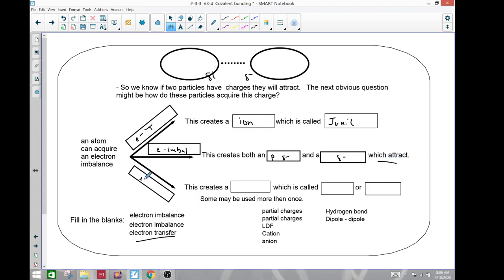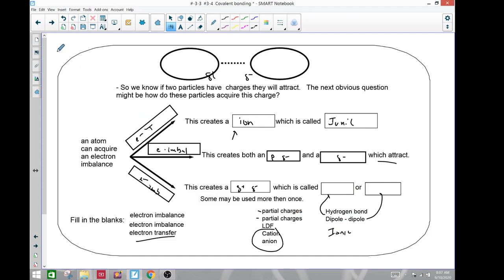We have an electron imbalance. Because we have a partial imbalance, which means the electrons are just shoved to one side or the other, it creates partial charges, partial positives and partial negatives, which is called either a hydrogen bond or a dipole-dipole. So there's two options. You're just trying to continuously move along. A cation and anion would be right there, and this is ionic. So we could probably have an ionic down here.